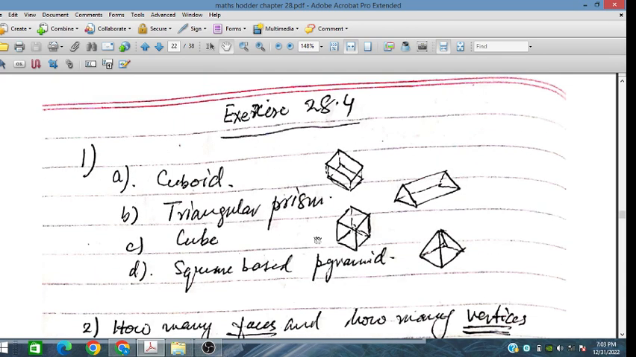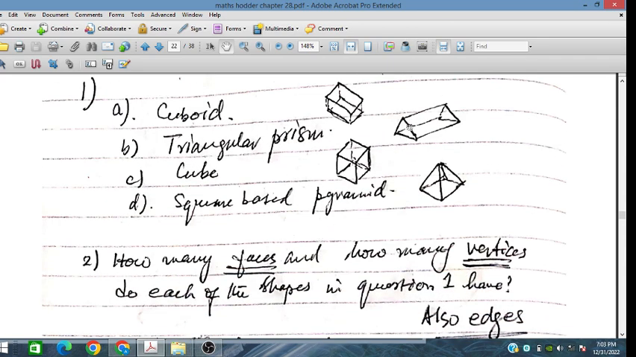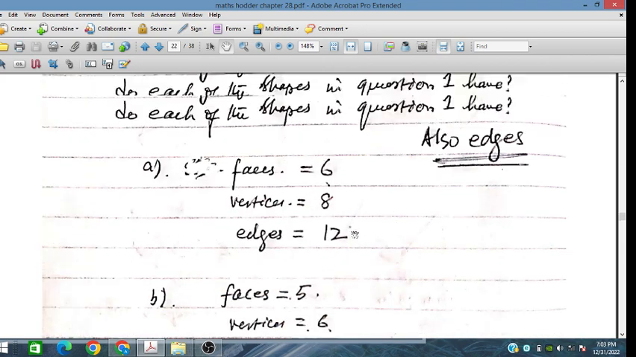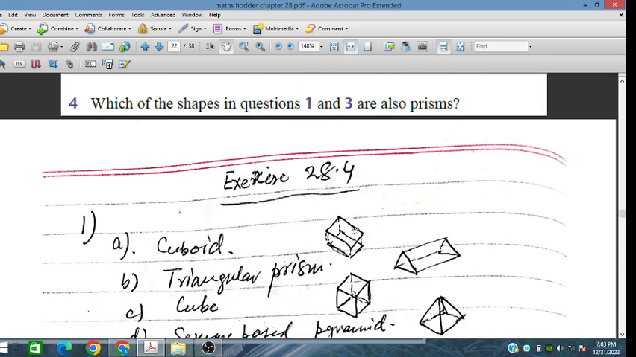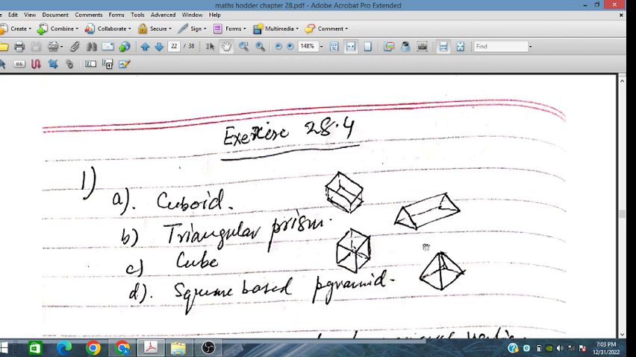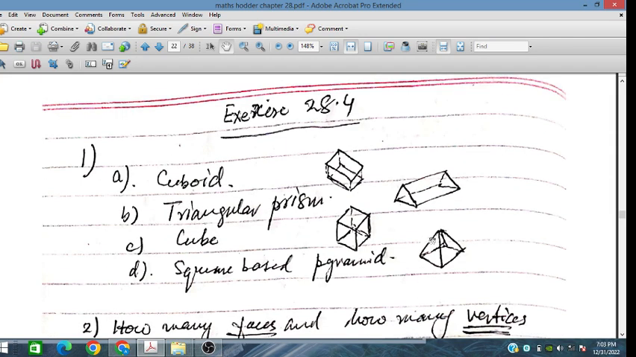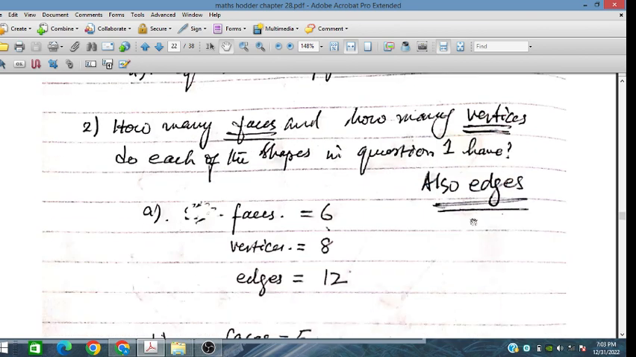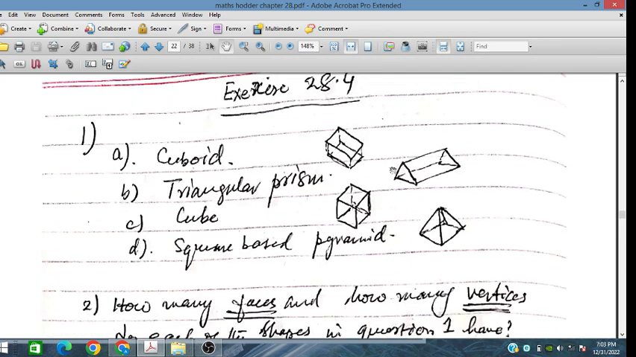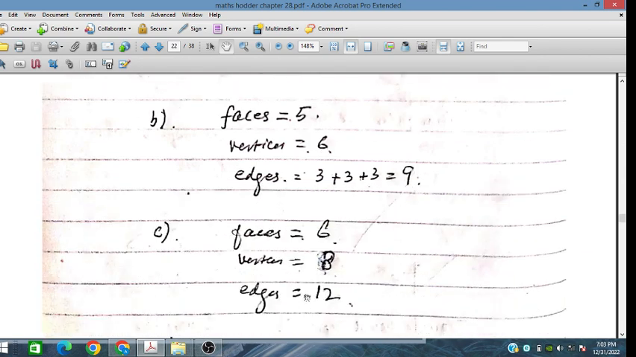For part B, the triangular prism, we can see the faces are 5: 2 triangles and 3 rectangles. The vertices are this point, this point, this point, and here we have 6 vertices. So for edges, here we have 3 edges, and here we have 3 edges, and these 1, 2, and 3 edges. So 3, 3, 3, 9 edges are there. It can be observed from here that there are 9 edges.